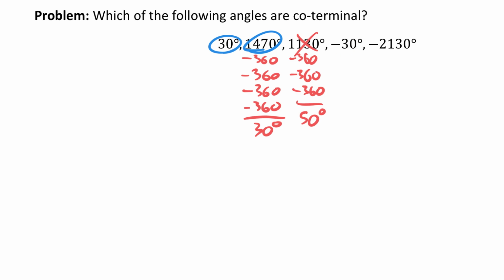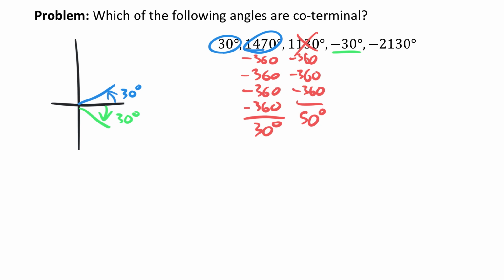Now, what about negative 30? You might say, oh, well, 30, negative 30, those are kind of the same. But if we were to draw 30, it would be right here. If we were to draw negative 30, that would be back over here, going in the other direction. And so while they both might be 30 degrees away from the x-axis, one is going one direction, one's going the other direction. So these are definitely not coterminal.